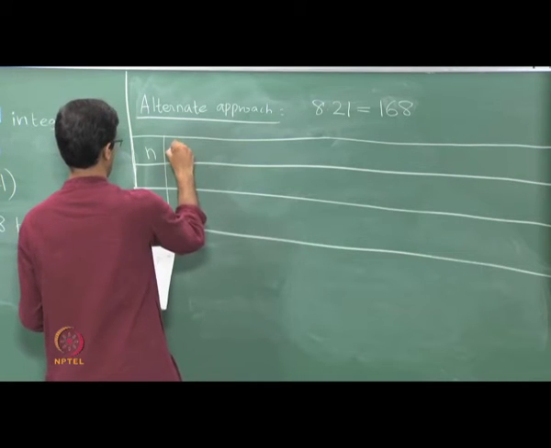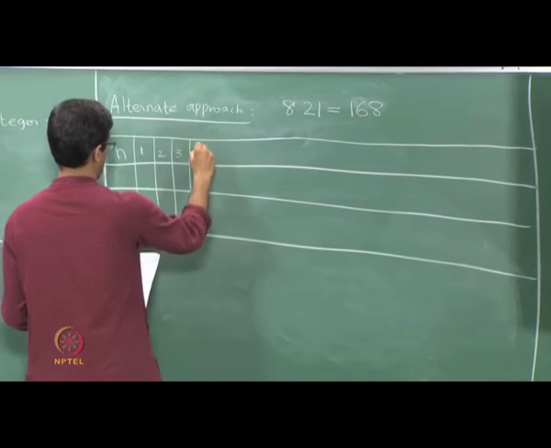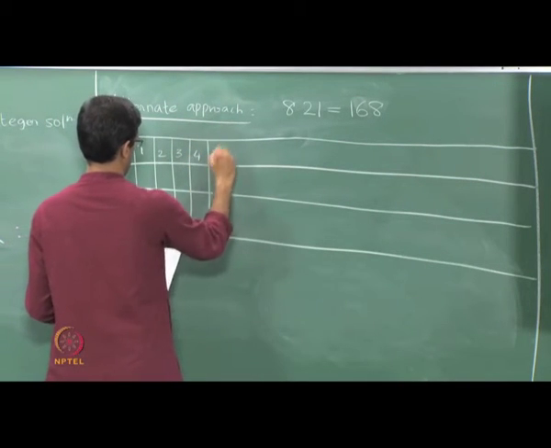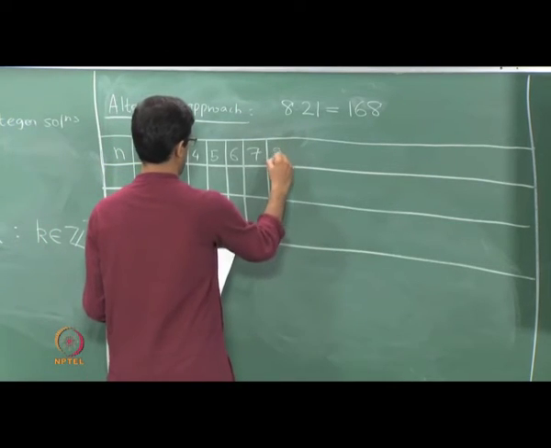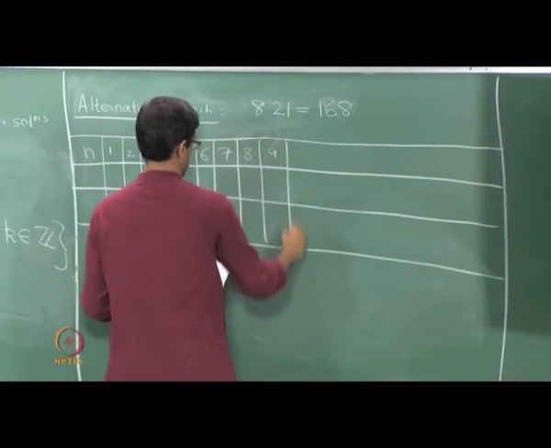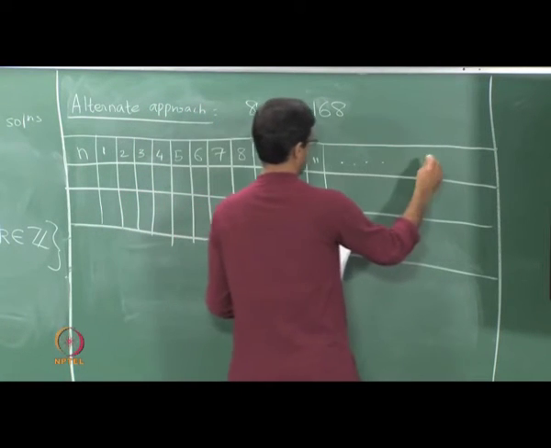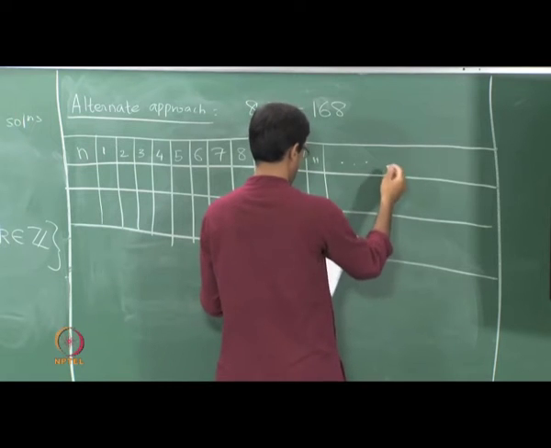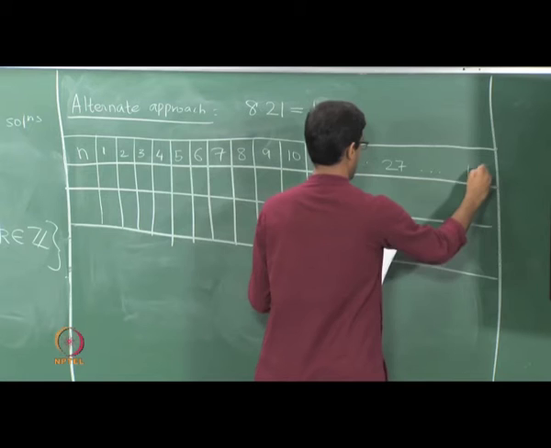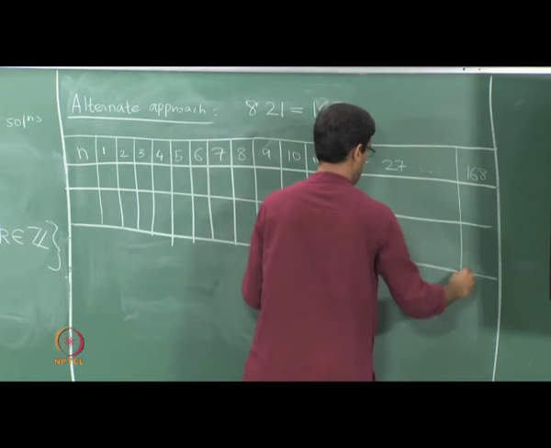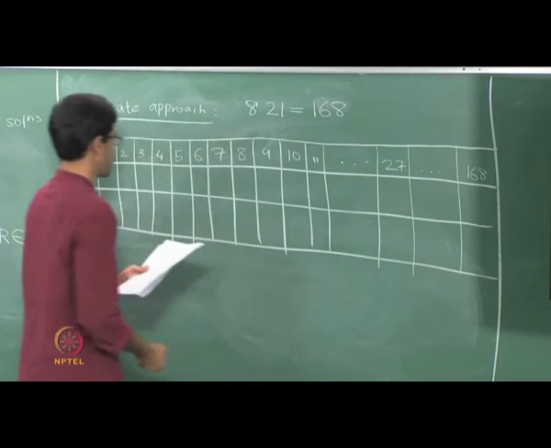So I'm going to write out all the numbers. Let's say I write out 1, 2, 3. Let me just go a little further, 8, maybe until 11. So imagine then that you keep going like this. Let's just pick some random thing in the middle. Let me say 27, and then I keep going all the way to 168. So 27 is just some random entry picked in the middle. So here's the sort of table that I make.